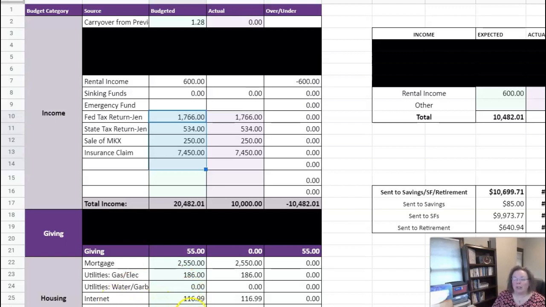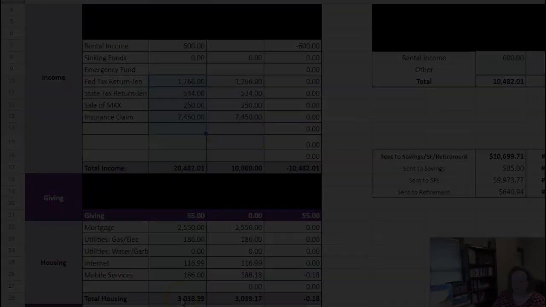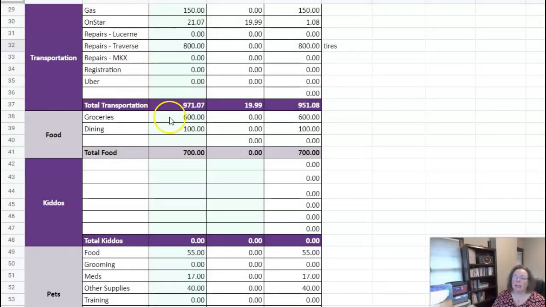Anyhow, internet will be 116, mobile services 186. That brings our total housing to $3,038. All right, so next up is transportation. We are going to plan on $150 for gas, $21 for OnStar, nothing for repairs to the Lucerne, 800 for repairs to the Traverse because we need new tires, nothing for the MKX, nothing for registrations, and nothing for Uber. That brings our total to $971.